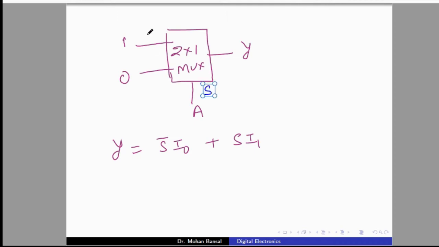This one is the S. This is I0. This is I1. So for a 2:1 multiplexer, the expression of Y is S bar I0 plus S I1. It means that if S equals 0, Y equals I0, and if S equals 1, Y equals I1. So here, if we substitute the values of S, I0 and I1 in this expression, we get A bar into 1 plus A into 0. So Y is equal to A bar, which is nothing but the expression for the NOT gate.